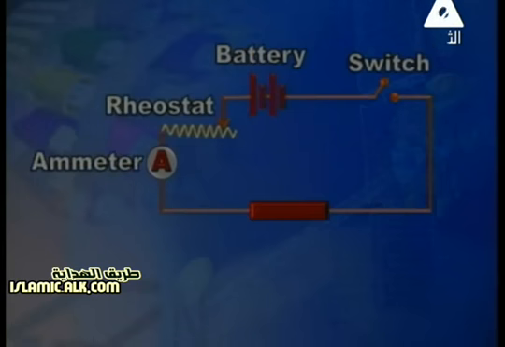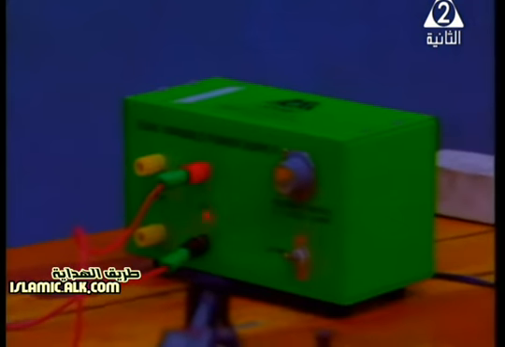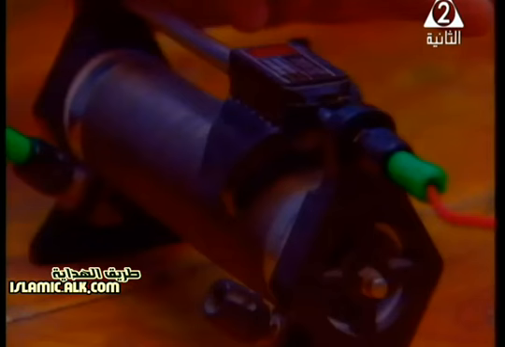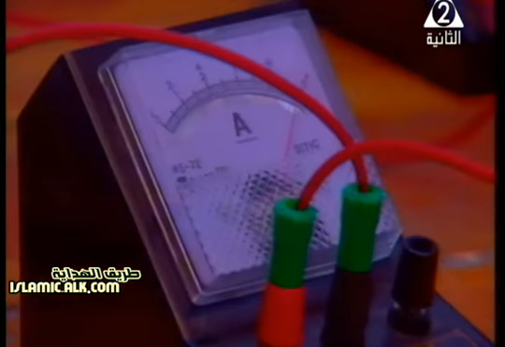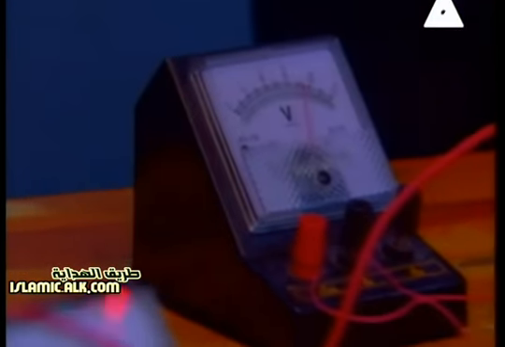By using the rheostat, we change the resistance of the whole circuit. Current changes, and it is measured by the ammeter. Also, the potential difference changes. We'll repeat this step, and we'll plot a graph of potential difference versus current intensity, and we'll obtain a straight line that passes through the origin.